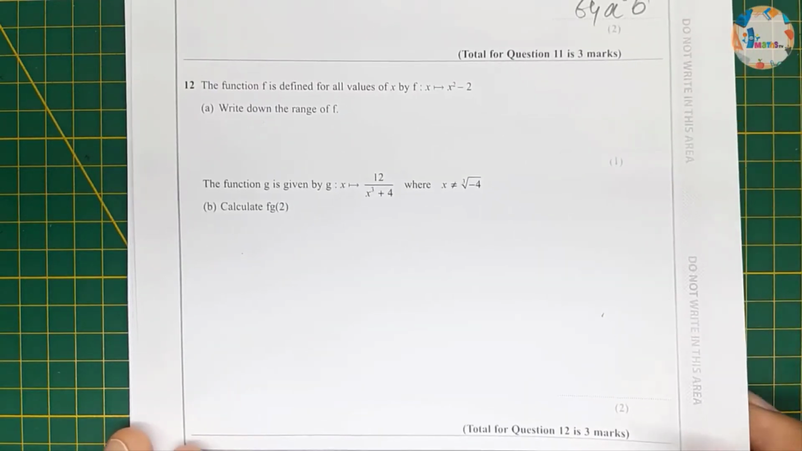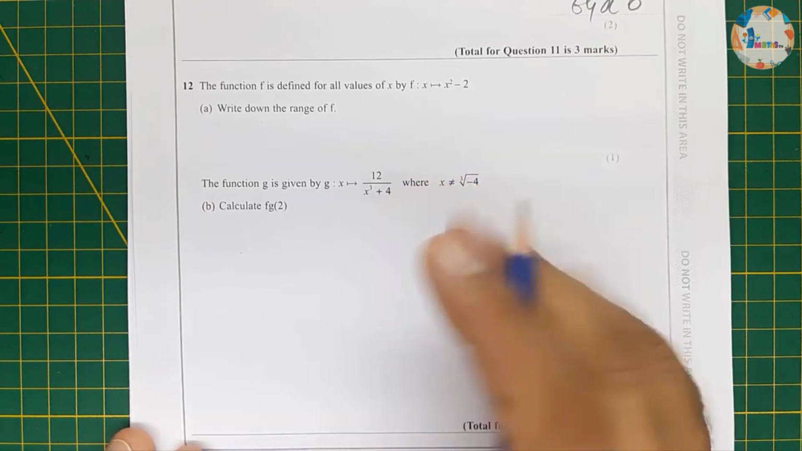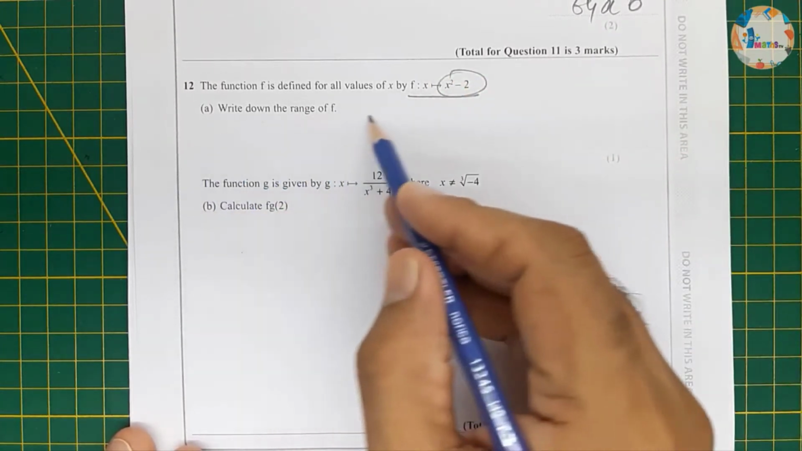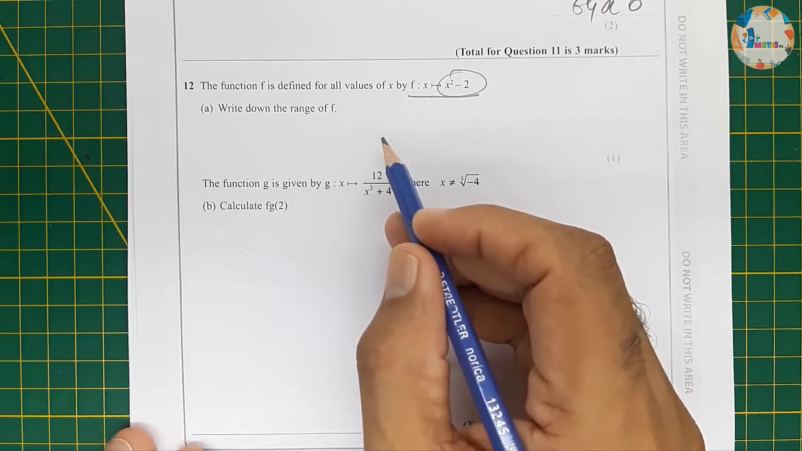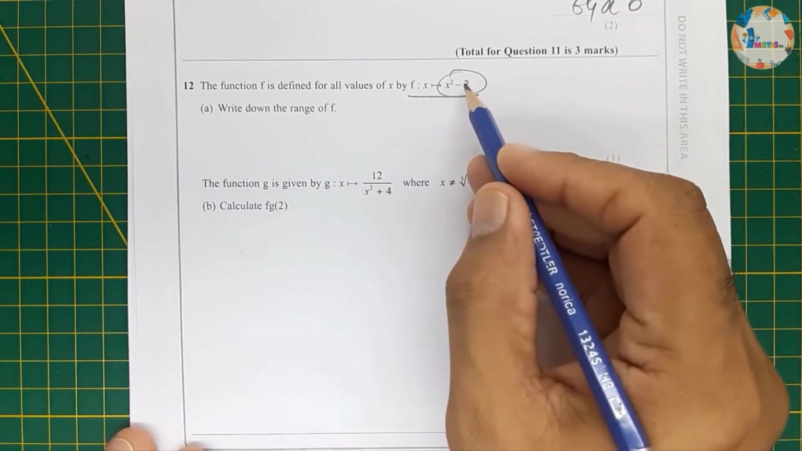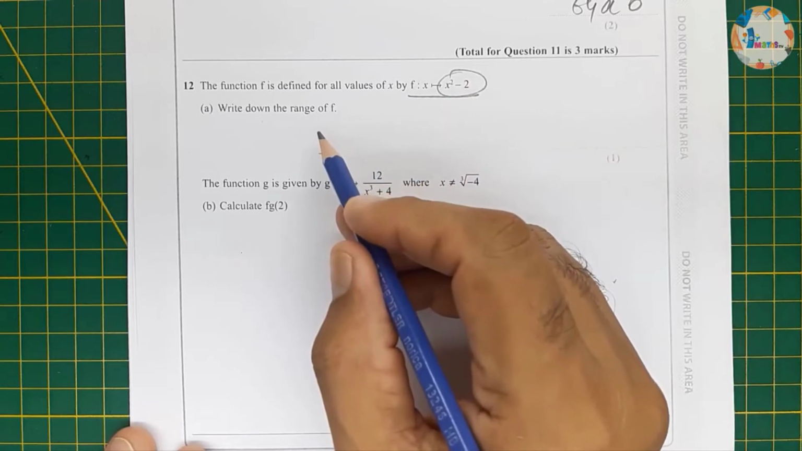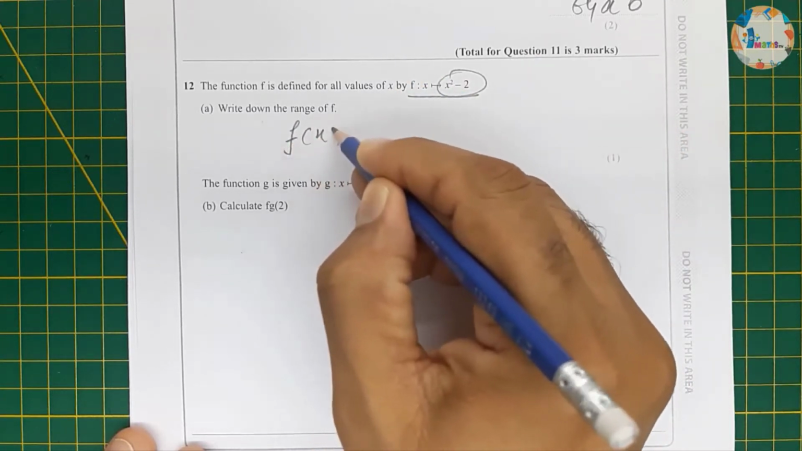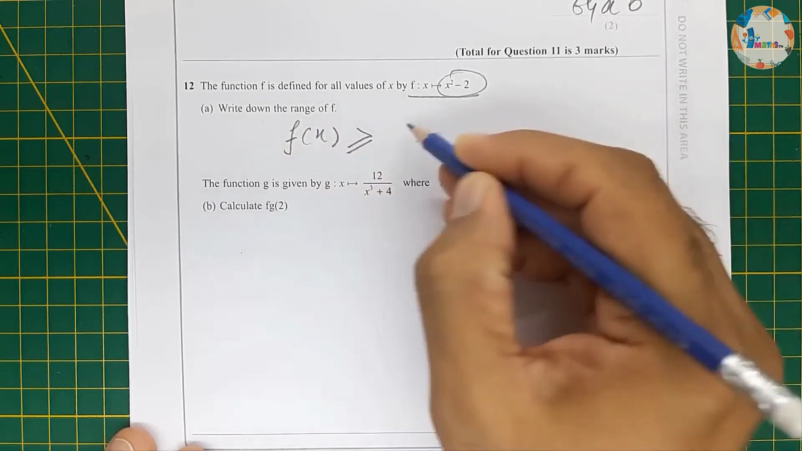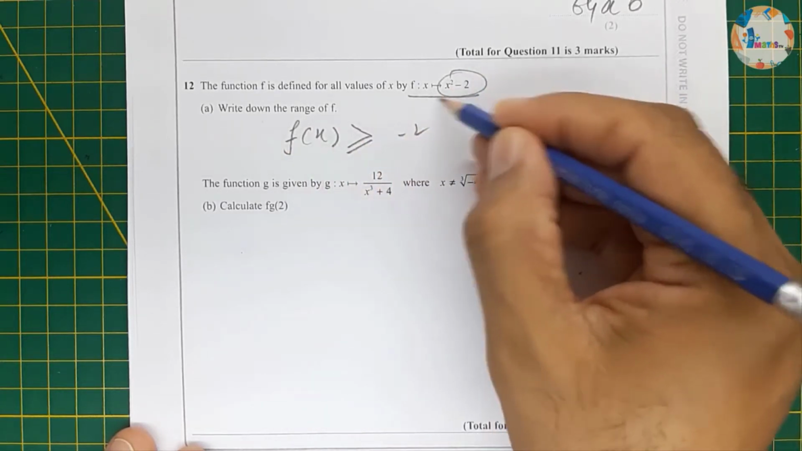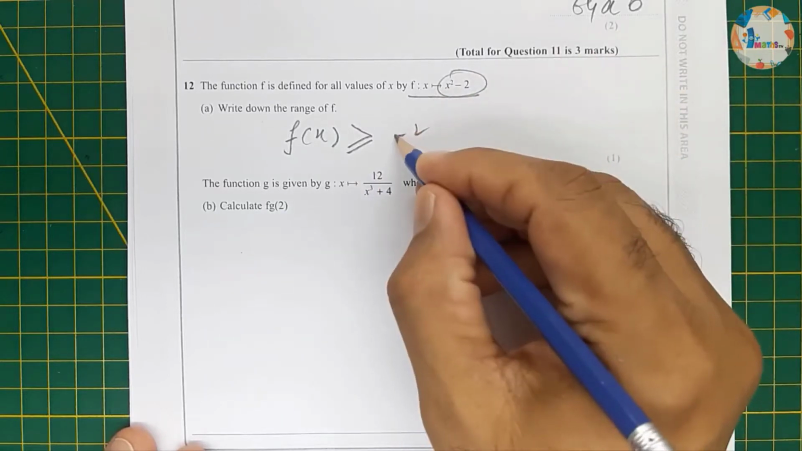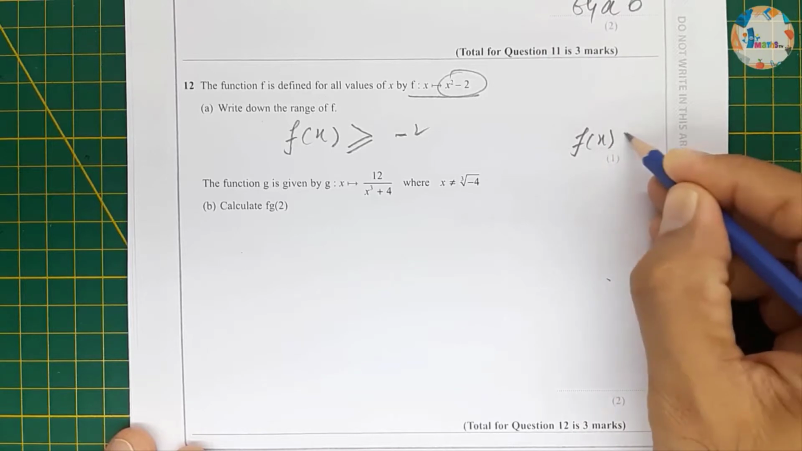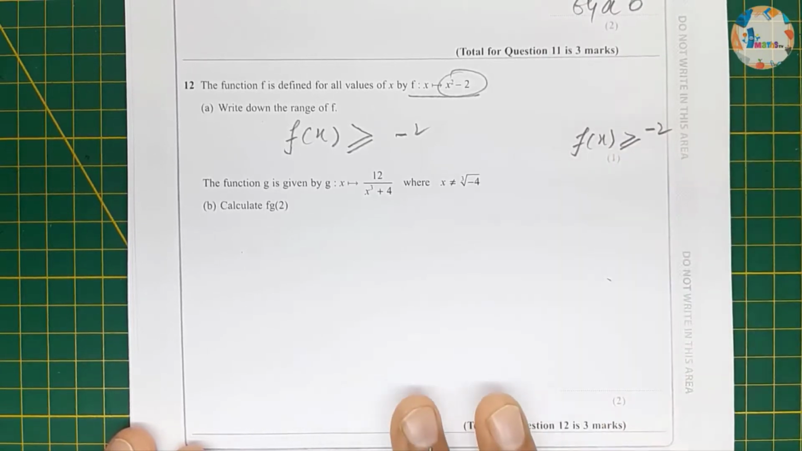The function f is defined for all values of x. f of x is x square minus 2. Write down the range of f. So range of f, f of x should be greater than or equal to minus 2. This is basically the range. We can write here f of x is greater than or equal to minus 2, this one.